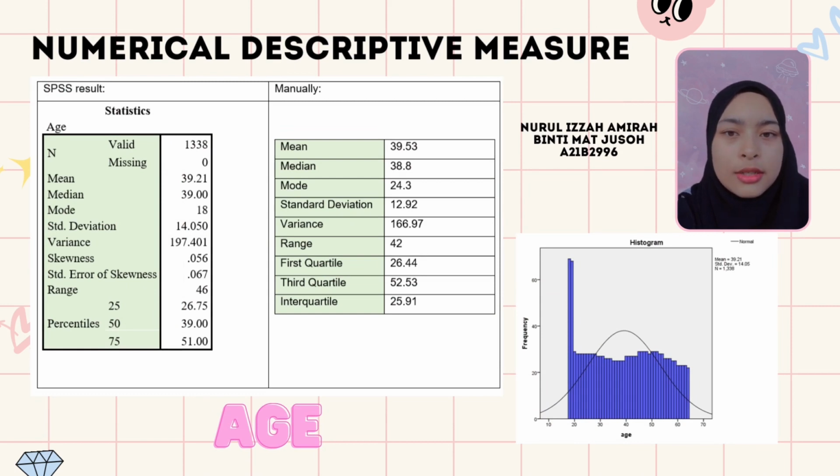The first one is age. There is a difference in value between manual calculation and calculation using IBM SPSS software. The median, mode, range, standard deviation, variance and quartiles in manual calculation are slightly different in terms of values from calculation using software. However, the mean values are the same in this income data set variable. The shape of the distribution graph is normal bell shape.